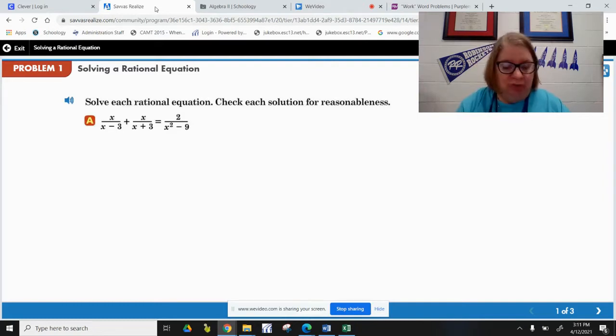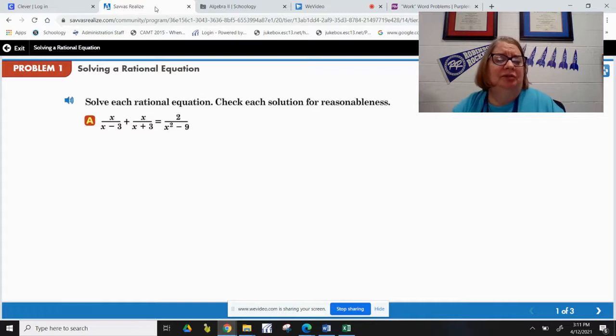So this first one says, solve each rational equation, check each solution for reasonableness. We're going to have the possibility here of extraneous solutions, which if you remember is one that we plug in and it doesn't work. So we have to check these. All right. What are we going to do first here?